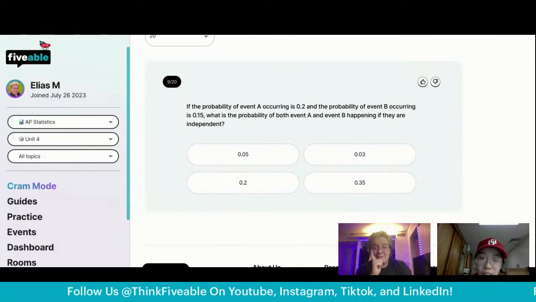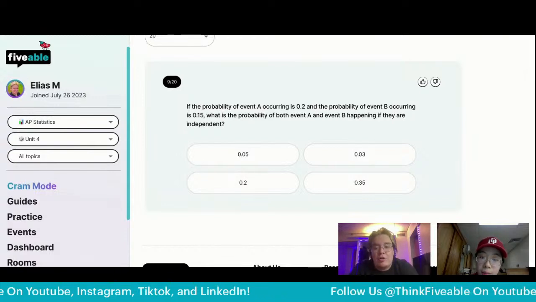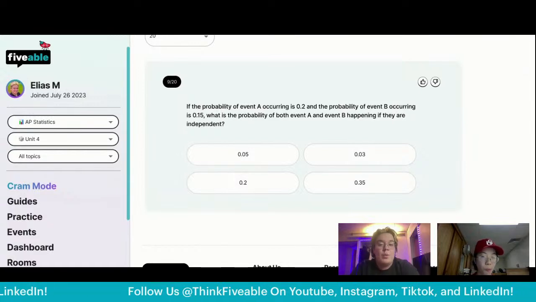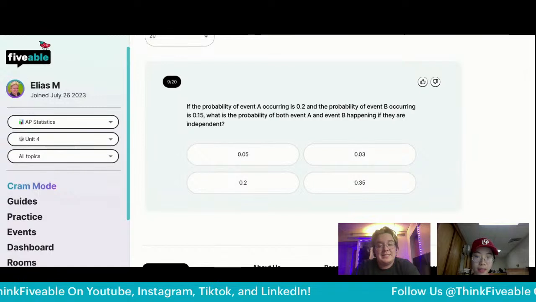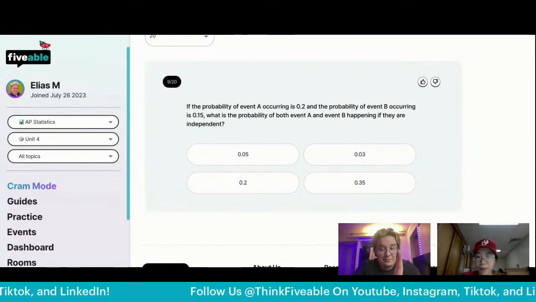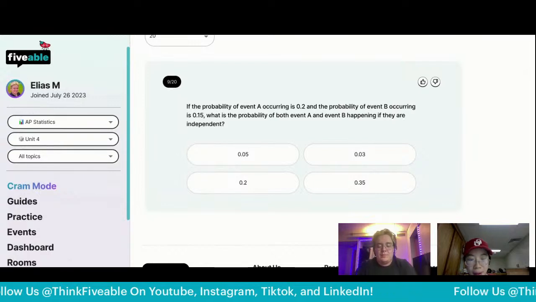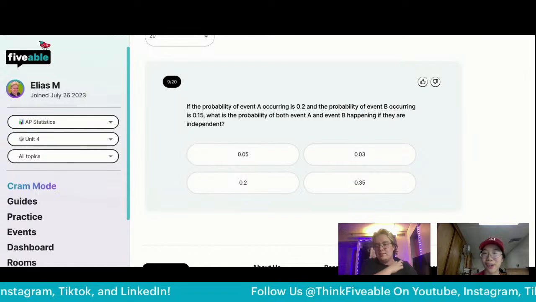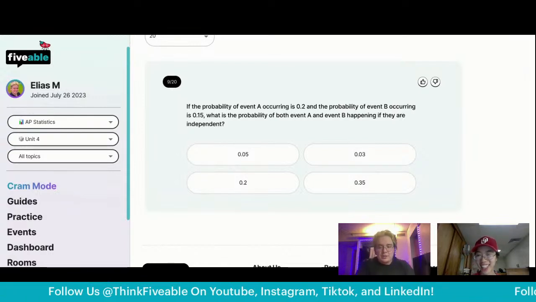If the probability of event A occurring is 0.2 and the probability of event B occurring is 0.15, what is the probability of both event A and event B occurring if they are independent? Not mutually exclusive. I mean, it'd be impossible for this to happen if they were mutually exclusive, because then there would be no A and B. Well, maybe it was a trick question.